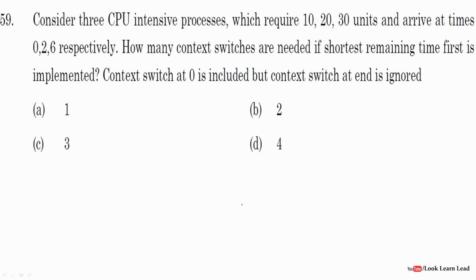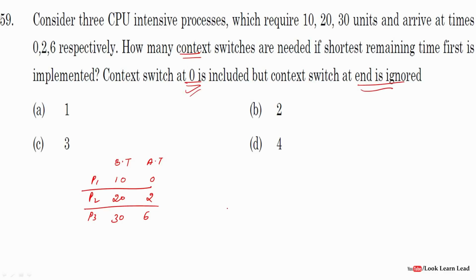Okay, next question. Consider 3 CPU intensive processes, P1, P2 and P3, which require 10, 20 and 30 units of time. So the burst time, or execution time, is 10, 20 and 30, and the arrival times are given as 0, 2 and 6. How many context switches are needed if shortest remaining time first is implemented? The context switch at 0 is included, but at the end it is ignored.